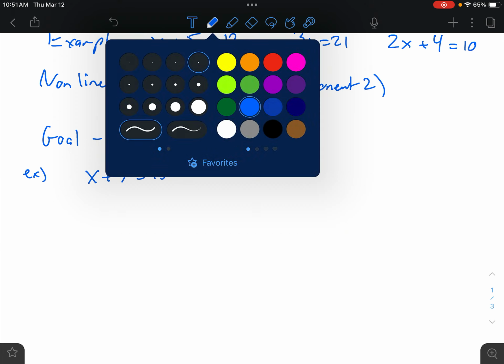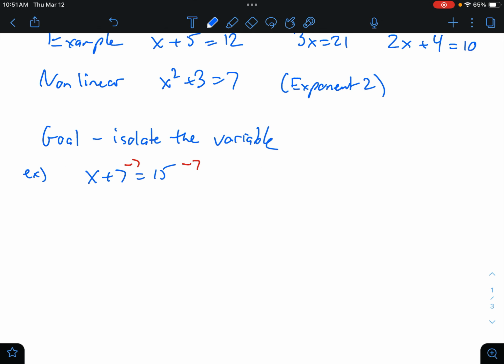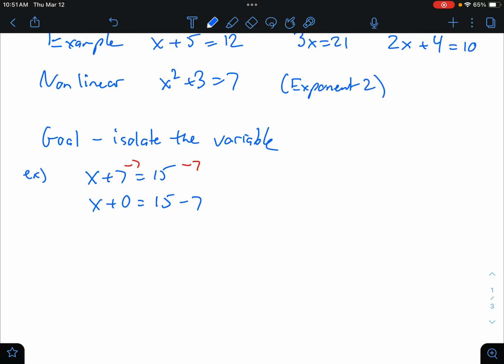And what ends up happening is the 7 minus 7 is going to be 0. On the right, we get 15 minus 7. Now, we normally wouldn't even write the x plus 0, right? We would just write x. And on the right, we have 15 minus 7, which gives us an 8. And that's actually our answer right there. So x equals 8 is the answer.